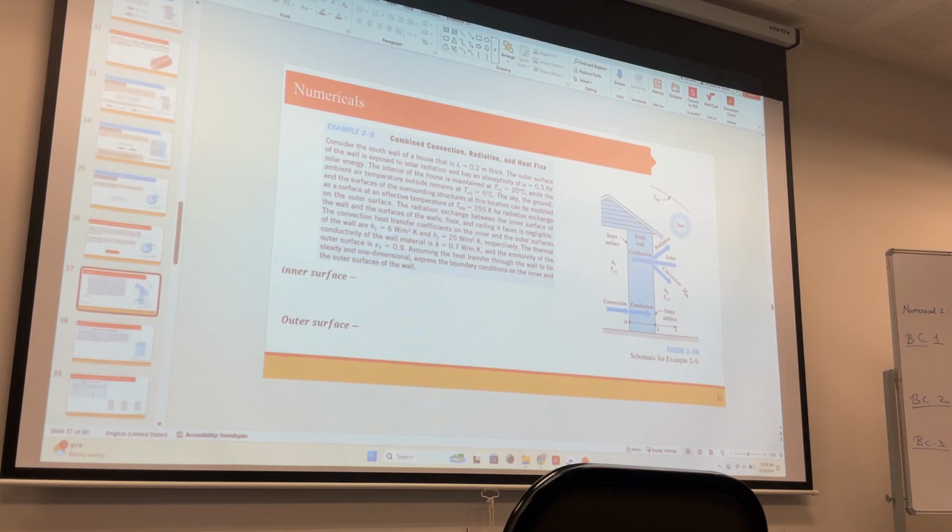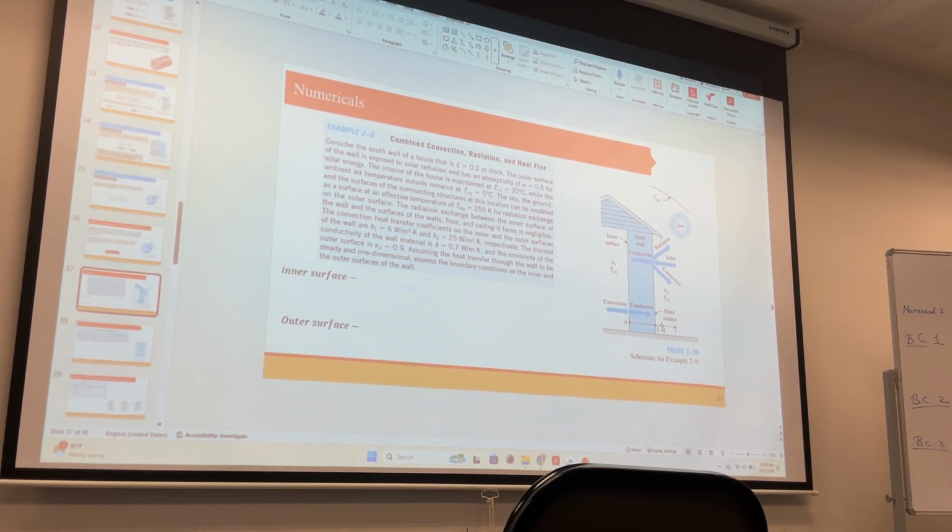So we have to define the boundary condition, okay? This diagram explains everything. Inside the house there is air, right? So heat transfer from here to this boundary is by convection. This is the wall, it's a solid, so the heat transfer inside the wall will be by conduction. Outside is radiation plus convection, right? So there are two boundary conditions.